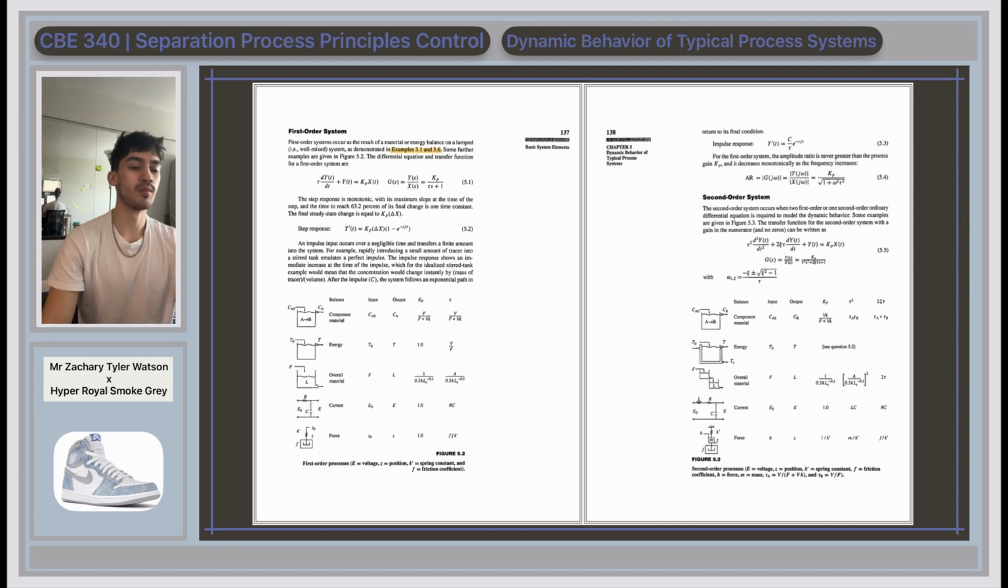The final steady state change is equal to the proportional gain times the change in the input variable. Here we have equation 5.2, called the step response. It's given as a differential variable of the output variable with respect to t, and we're saying that this is equal to the proportional gain times the change of the input variable, multiplied by 1 minus the exponential of negative t over tau.